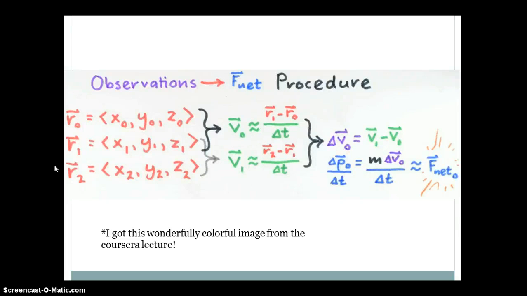We can get our next estimate of the net force at delta t later by taking the next motion data point and repeating this process. We would repeat this procedure over and over again in order to continuously compute a new change in velocity, which would be used to find a new change in momentum. And then Newton's second law will be used to find a new estimate for Fnet.